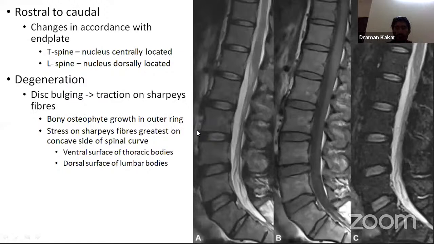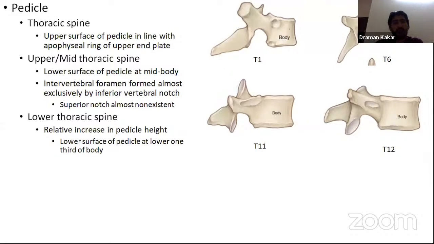Now we discuss the pedicles. The pedicles in the upper thoracic spine lie almost in line with the upper vertebral margin, while in the lower part of the upper thoracic spine, they meet at the mid vertebral body. So if we go further down into the thoracic spine, the height of the pedicle increases. At the level of D12 and D11, it almost completely corresponds to the vertebral body.